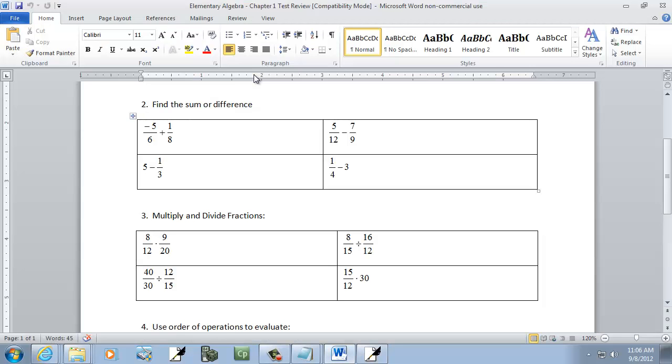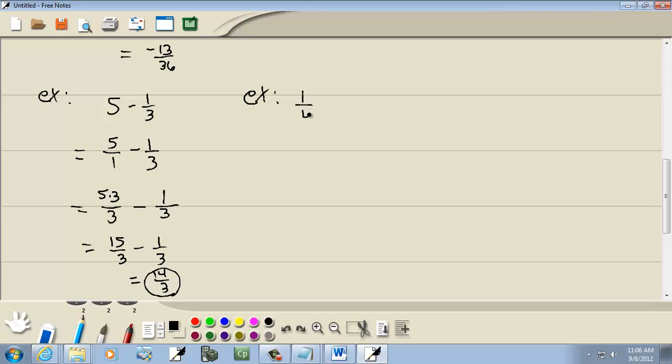Let's look at another one of those. We got 1/4 minus 3. Well, again, if we're going to subtract fractions, it's handy if they're both fractions. So I'll put the 3 over 1. Since we only have the one denominator here, the 1 doesn't really count. That is our least common denominator.